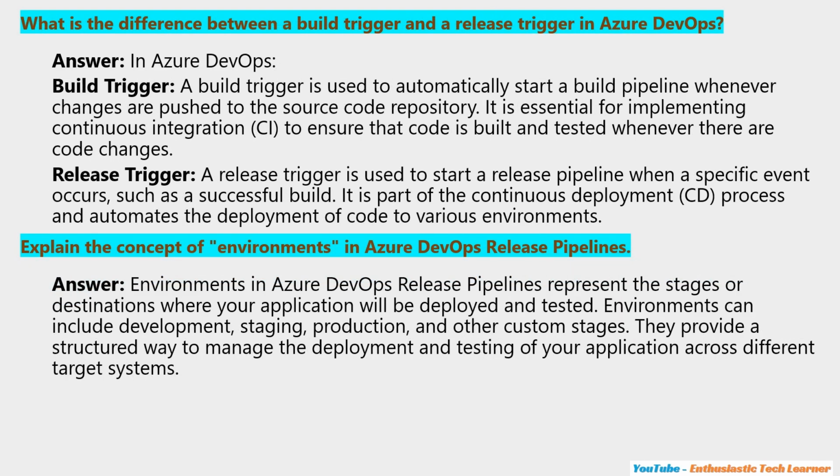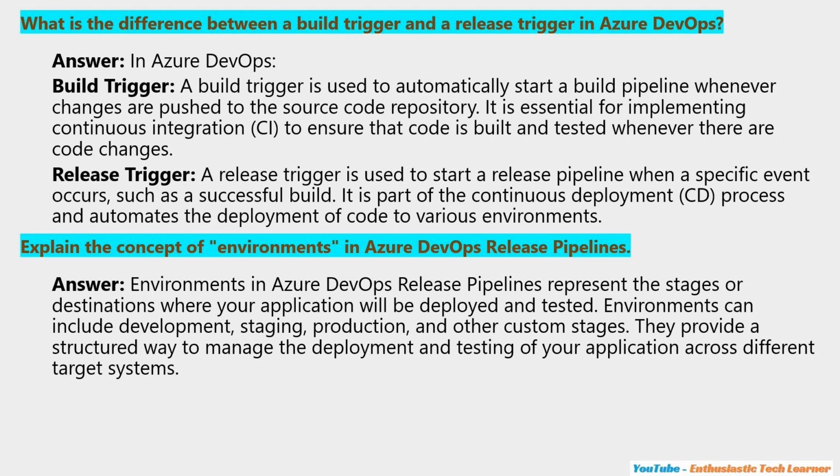What is the difference between a build trigger and a release trigger in Azure DevOps? Answer: in Azure DevOps, build trigger. A build trigger is used to automatically start a build pipeline whenever changes are pushed to the source code repository. It is essential for implementing continuous integration (CI) to ensure that code is built and tested whenever there are code changes. Release trigger. A release trigger is used to start a release pipeline when a specific event occurs, such as a successful build. It is part of the continuous deployment (CD) process and automates the deployment of code to various environments.